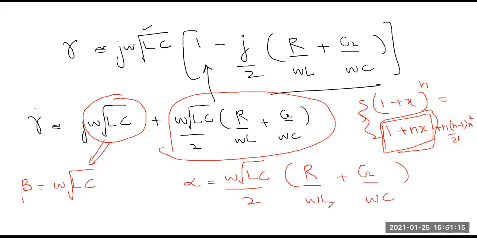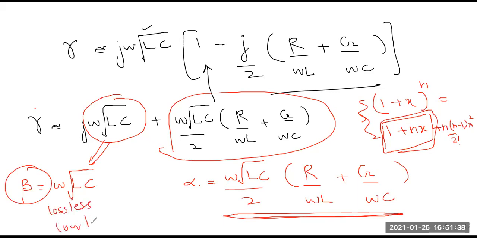We know that for a lossless line, the attenuation constant, that is alpha, was 0. But now you can clearly see that for a low loss line, the attenuation constant is not 0, but equal to this. So the phase constant is the same for both lossless and low loss lines. They both have the same beta value. But for a lossless line alpha is 0, while for a low loss line it is not equal to 0. Let me also write this in a different manner.